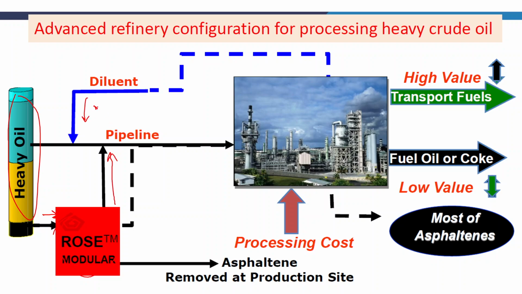Sometimes diluent is required, may or may not. Mostly it is not required, as we saw in most of the procedures, but sometimes it is required. This product is mixed with the diluent, and from the pipeline it is sent to the refinery. And in the refinery, various procedures such as visbreaking, coking, thermal cracking, hydrocracking, etc. are done to produce various high-value and low-value products, and also asphaltenes are removed.